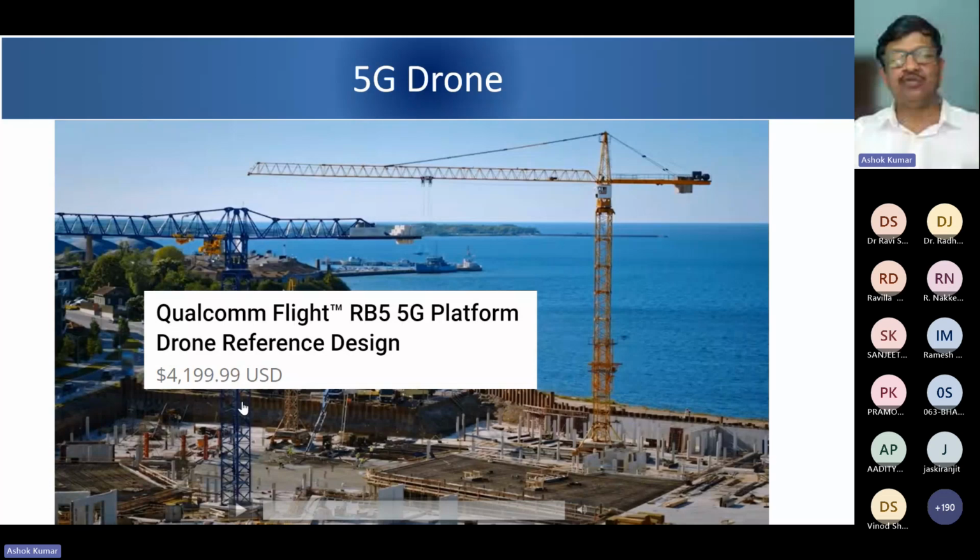Okay, so this is the platform. This is commercially available. If you want to do some experiment, about 4,000 US dollars, you can buy it on their website.